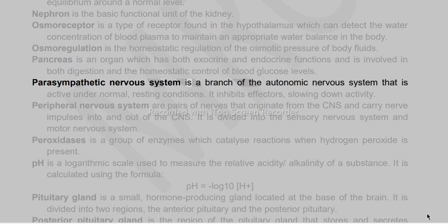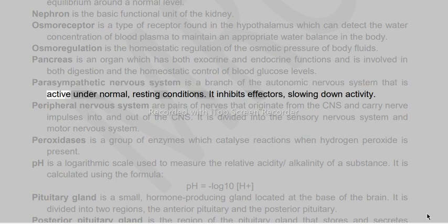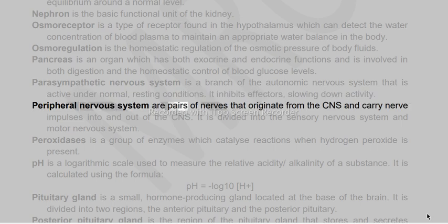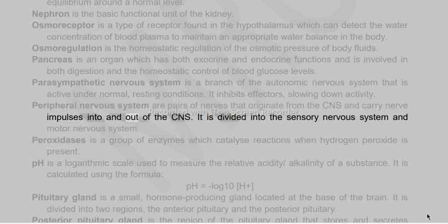Parasympathetic nervous system is a branch of the autonomic nervous system that is active under normal, resting conditions. It inhibits effectors, slowing down activity. Peripheral nervous system are pairs of nerves that originate from the CNS and carry nerve impulses into and out of the CNS. It is divided into the sensory nervous system and motor nervous system.